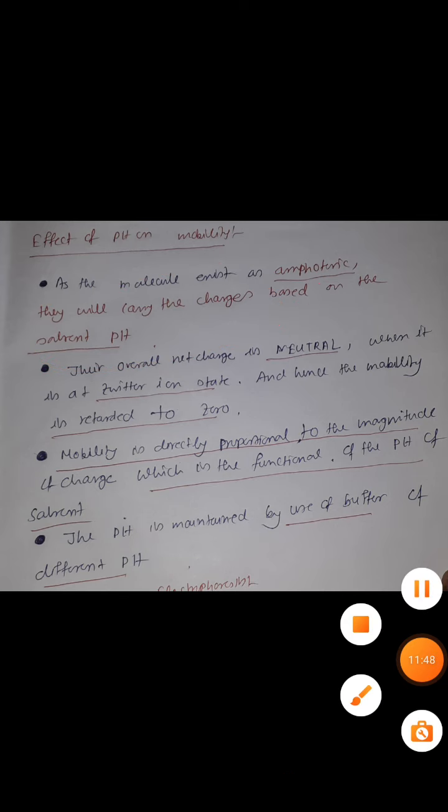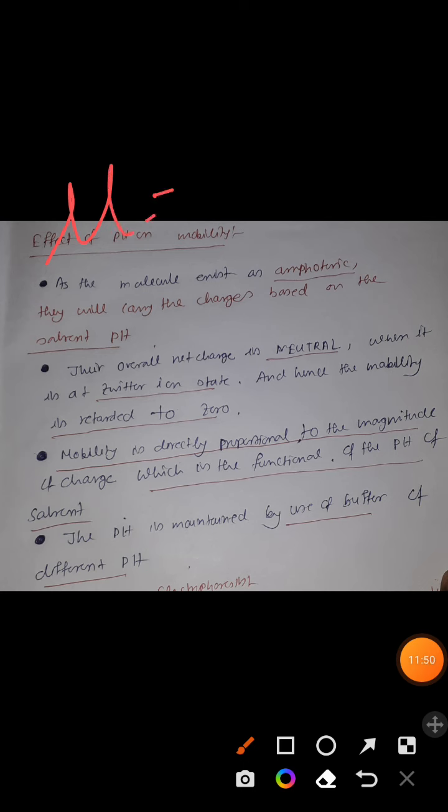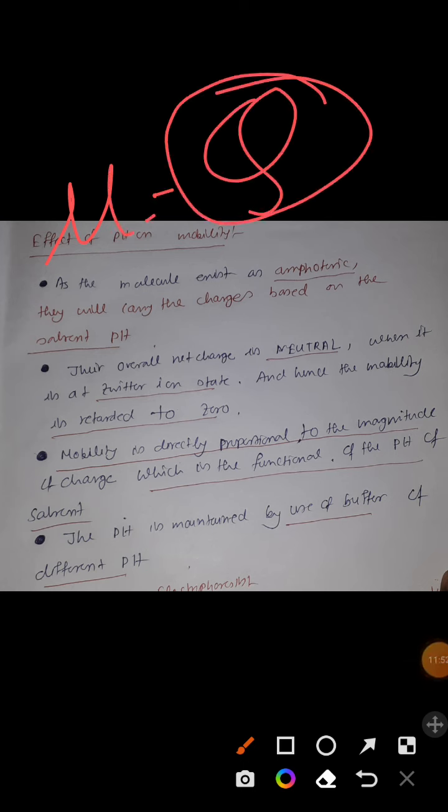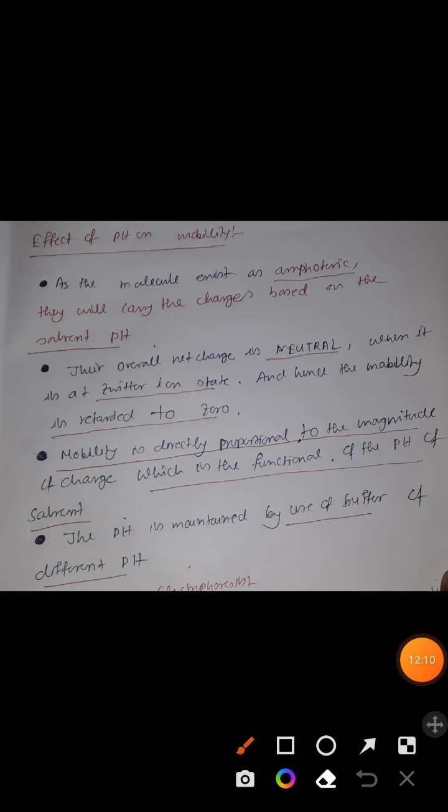That means mobility is directly proportional to the magnitude of the charge, which is in turn a function of the solvent pH. That is why pH plays a great role in mobility, and the pH of the solvent can be set by using buffers of different pH, according to our need. Because most molecules are amphoteric, they will carry charge based on the solvent pH. So that is the effect on mobility.